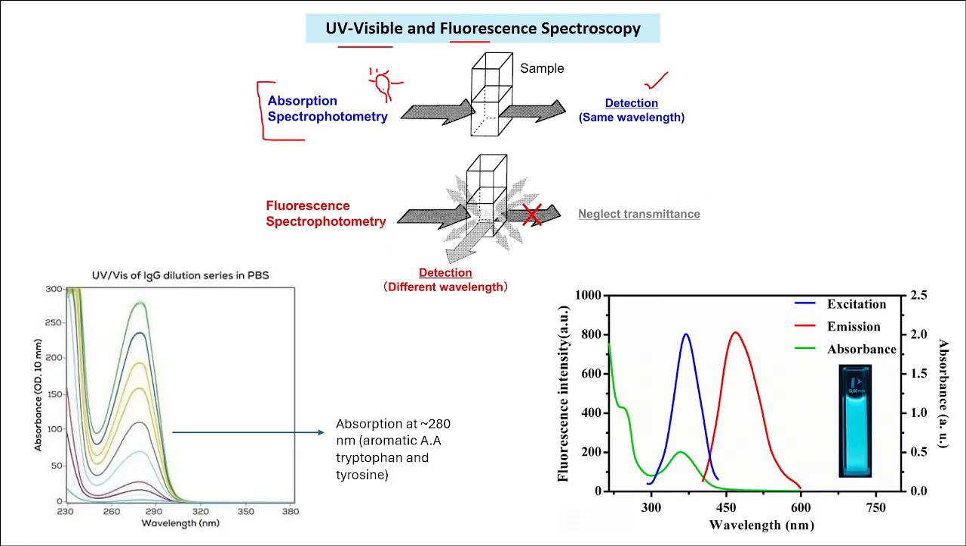In fluorescence spectroscopy, the light passes through the sample, but we detect a different wavelength. So what does it mean? Now, suppose we are recording the absorption spectra of IgG, immunoglobulin G.